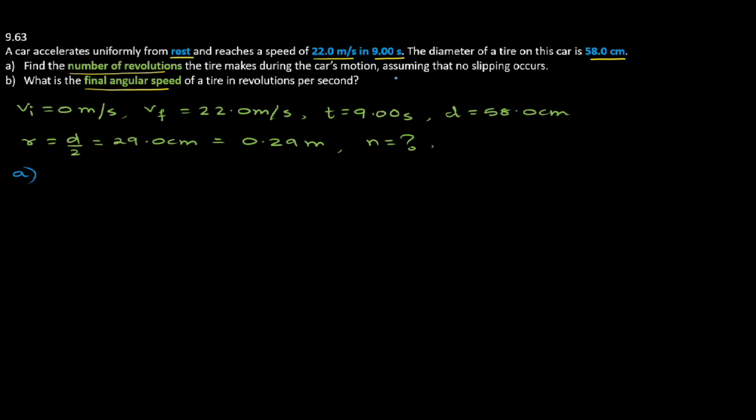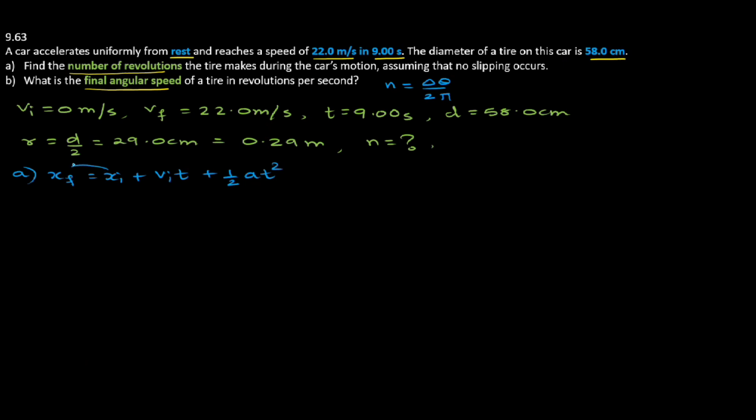We can find the number of revolution n by taking the ratio of delta theta over 2 pi. So if I need n, I need to know the angular displacement delta theta. And to find the angular displacement, we need to first find the linear displacement of the car. So I have the initial velocity, the final velocity, and the time. I can calculate the linear displacement by using the first equation of motion, which says x final equals x initial plus v initial t plus half a t squared.